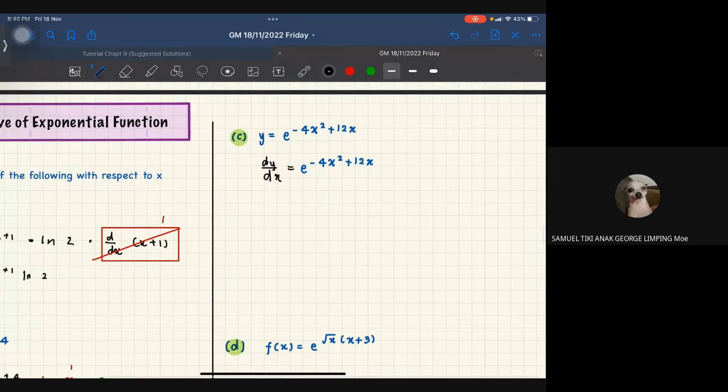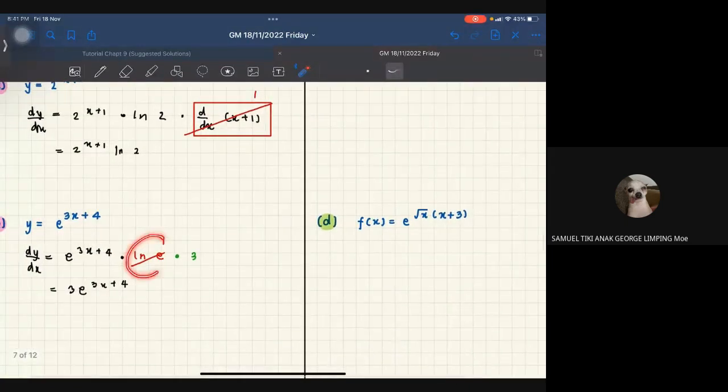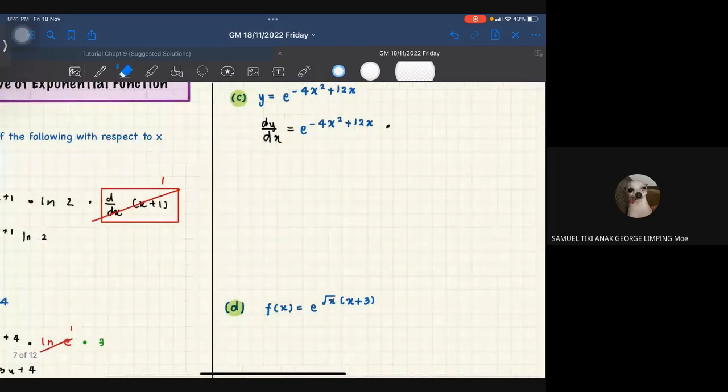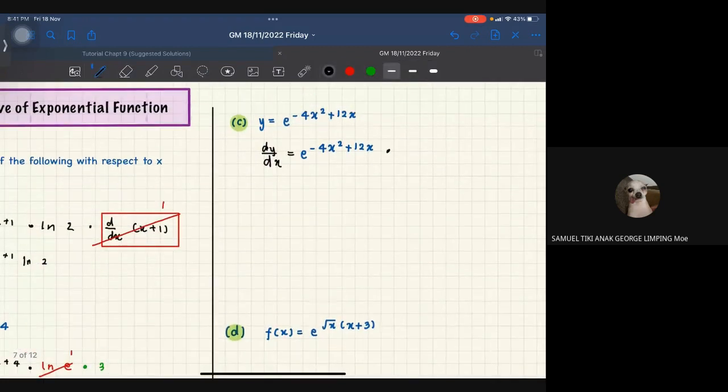Okay, so the first step is literally copy back the question, salin je balik. Okay, and then you multiply with the derivative of your power right now. Saya skip step yang kedua, because I know that when we put ln E, it's gonna be equals to 1 juga. So tak perlu nak tulis pun tak apa. So terus skip step yang terakhir sekali. So I have differentiate the power. So saya akan ada negative 8x tambahkan dengan 12.